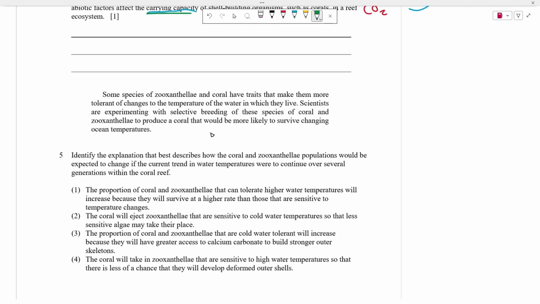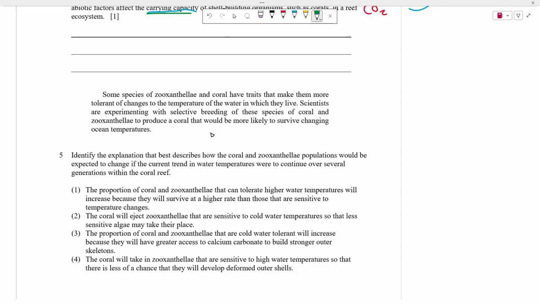them more tolerant to the changes of temperature of the water in which they live. Scientists are experimenting with selective breeding of these species of coral and zooxanthellae to produce a coral that would be more likely to survive changing ocean temperatures. Okay, so now what's happening is that our corals are in really bad shape. They're really sensitive to increases in temperature. So what if we selectively breed them to make them more resistant to increases in temperature, all right?